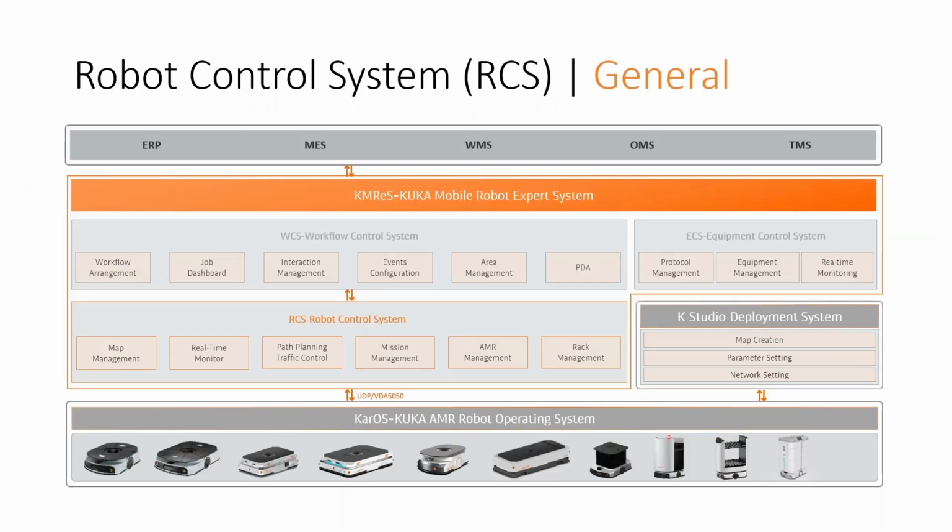Let's move on. And so RCS, again, we talk about map management, real-time monitoring, path planning, mission management, AMR management, rack management. All of this is part of the robot control system, RCS. We're able to talk to our platforms using UDP through your wireless network. There is also an option that is coming that will be able to control platforms using VDA 5050.